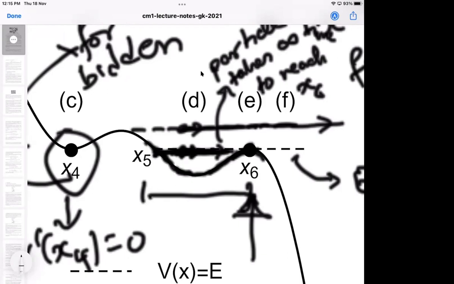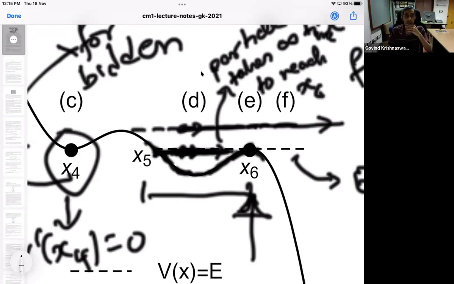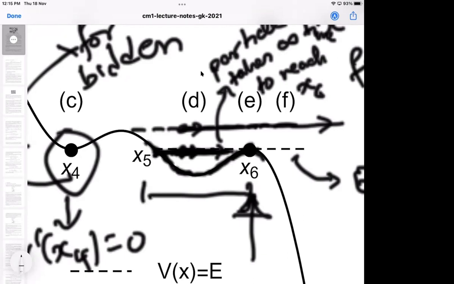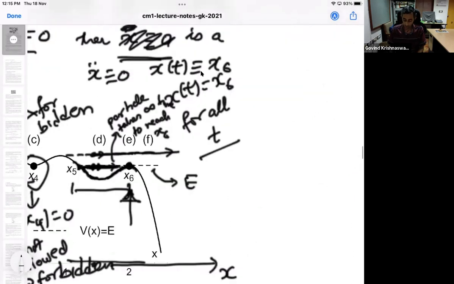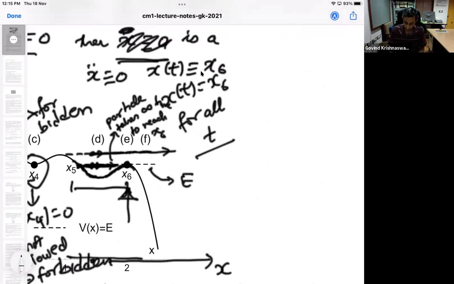Yes, please, Rajdeep. So could you explain the second solution, the one that ends in x6? Could you explain it one more time? Okay. Let me do this once again. There are two trajectories I want you to consider. One, which is x of 0 equal to x6 and x dot of 0 equal to 0. That is, you start at x6 and you are there with no speed.